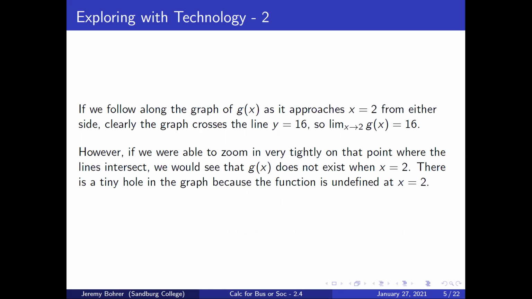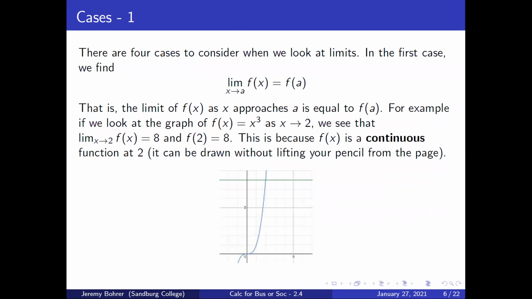However, if we were able to zoom in very tightly on that point where the lines intersect, we would see that g of x does not exist when x equals 2. There's a tiny hole in the graph because the function is undefined at x equals 2. There are 4 cases to consider when we look at limits.